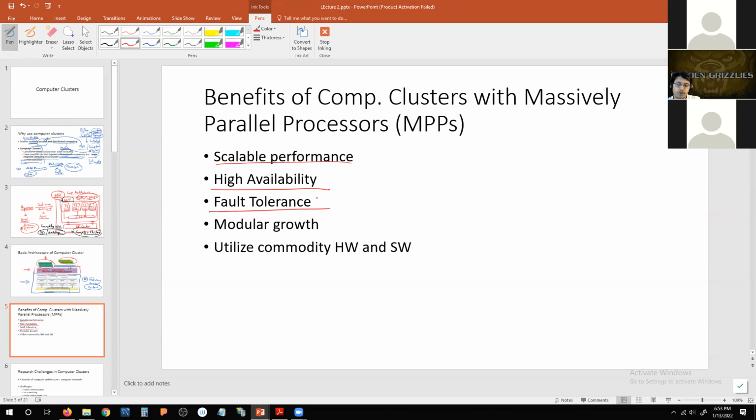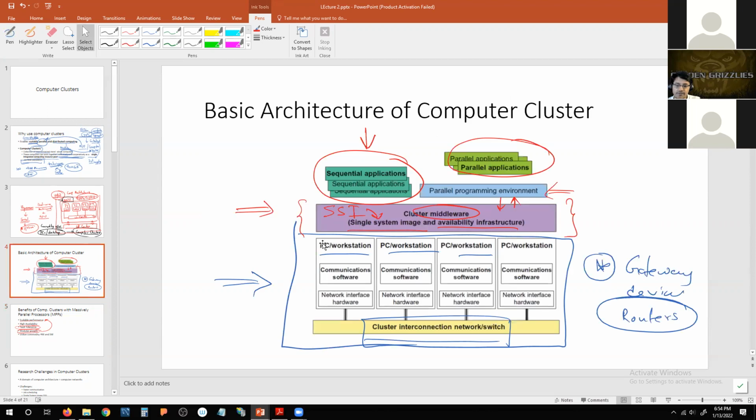It will increase the notion of fault tolerance, which means that in the event of a failure, your infrastructure is still functional, right? It will also enable the feature of what is known as modular growth, which again feeds back into scalable performance. Okay, so here we can see that these are all individual workstations. If I want to double the scale of this 4-device computer cluster, then all I need to do is acquire 4 more machines, right? And that is easily doable.